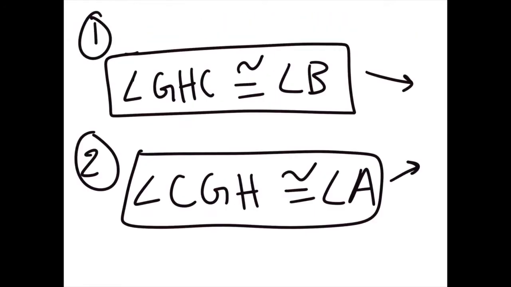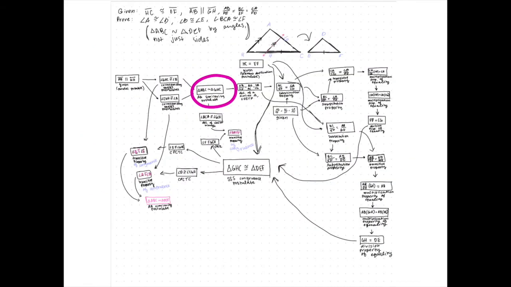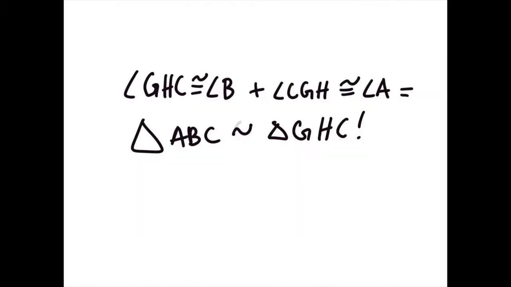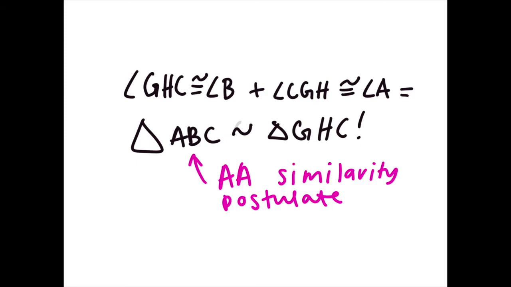The fact that angle GHC is congruent to angle B and angle CGH is congruent to angle A is very important because with these two congruency statements, we can say that triangle ABC is similar to triangle GHC due to the AA similarity postulate.